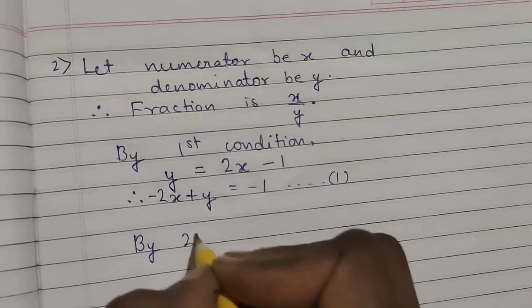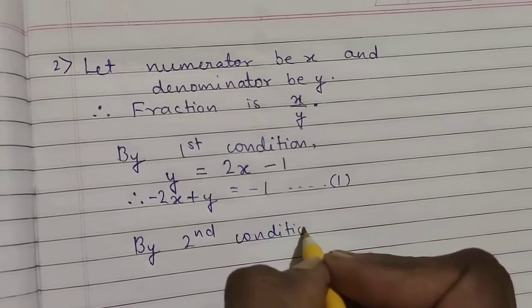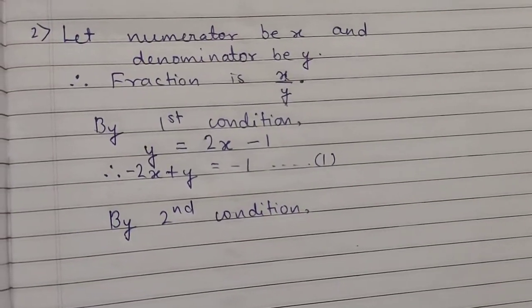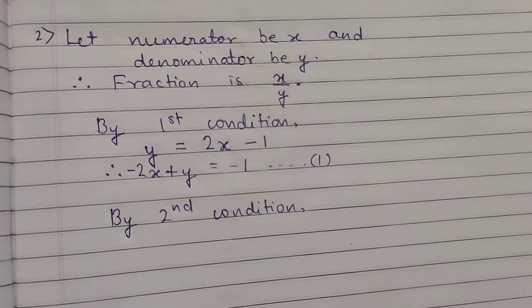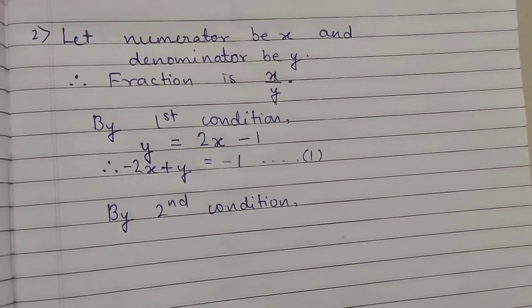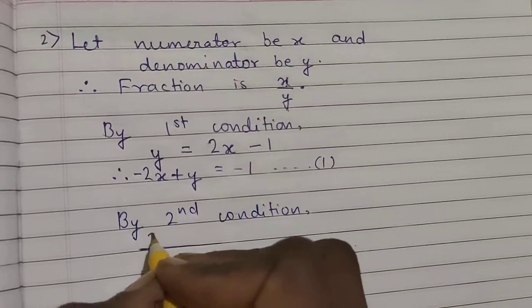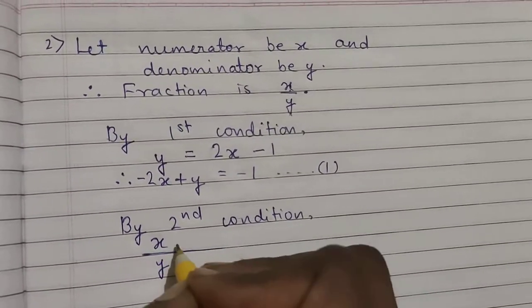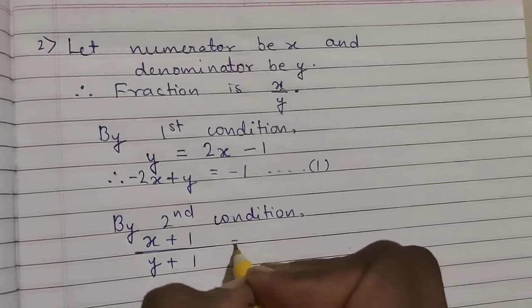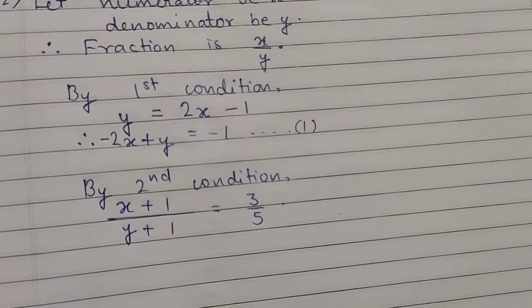Now we will use the second condition. By the second condition, if 1 is added to the numerator as well as the denominator, see, your numerator is x and denominator is y. If 1 is added to both, then our fraction becomes 3/5. This is our second condition.